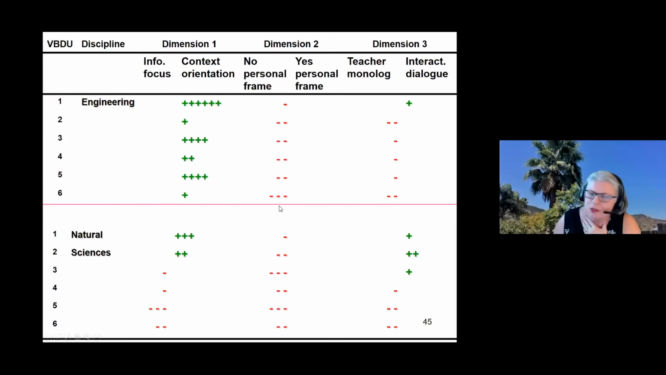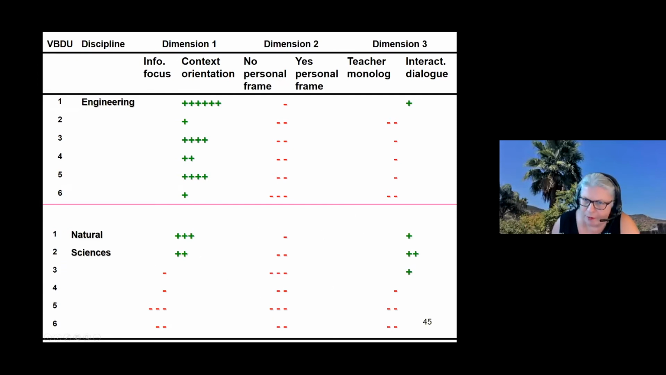There is no personalized framing whatsoever, and it's dialogic at the first one, but then it turns very fast into just immediate rest, into the topic of the class, perhaps. Natural sciences are a little bit different. They kind of chat around a little bit in contextual first, in the first couple of units, and then go right into the informational type of discourse.